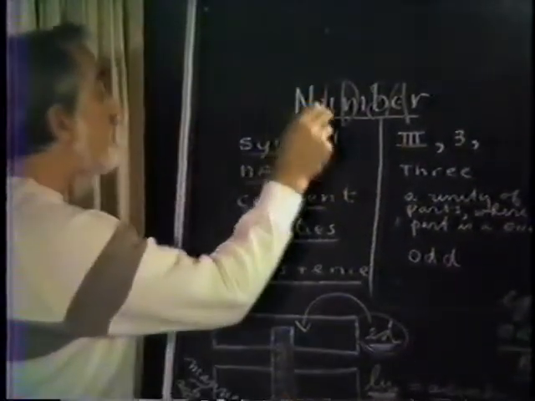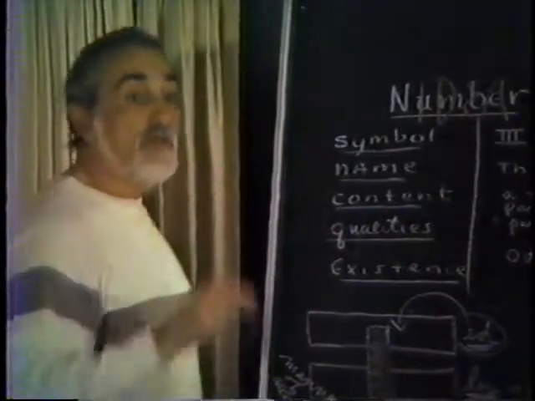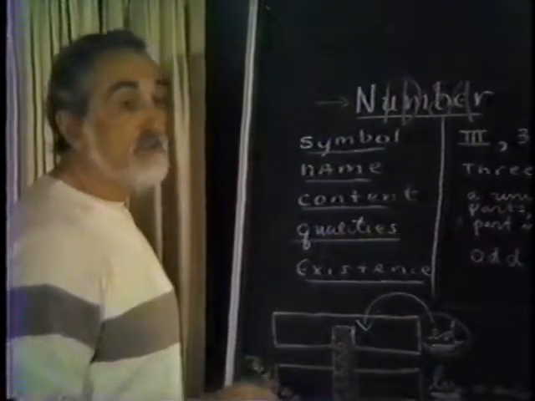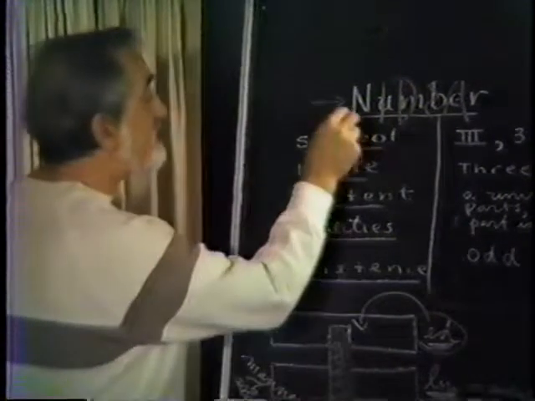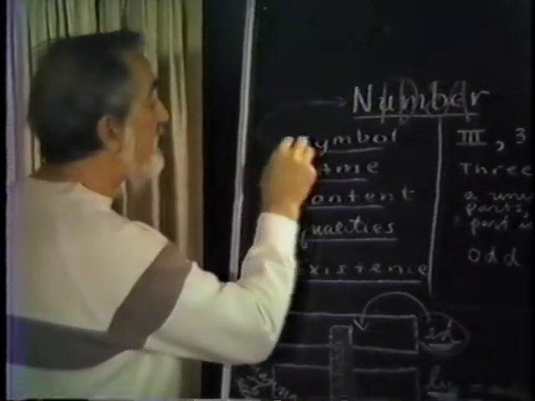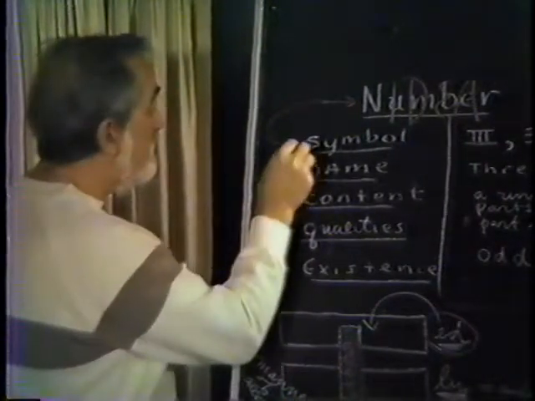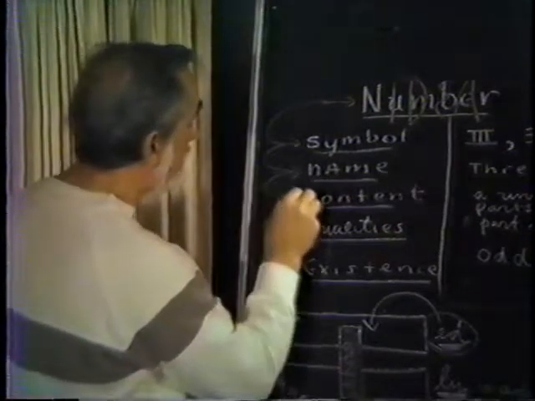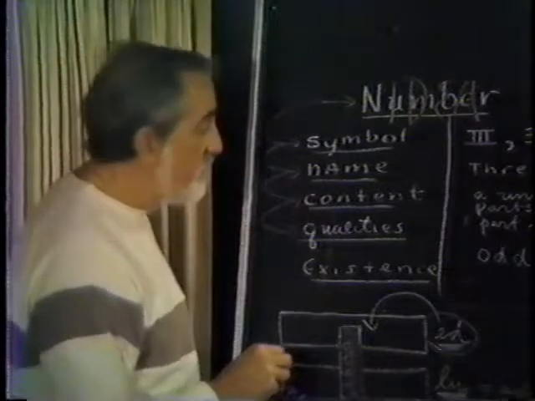So, would you say number exists? Then, whether you like it or not, if you say number exists, what do you also admit? Ideas exist, because that's the parent. Right? Then ideas, such as numbers, can take on a symbolic form. Or they can be symbolized, can they not? They can have particular names, can they not? They can have a content, can they not? They can have qualities, can they not? Since you already granted they have existence.